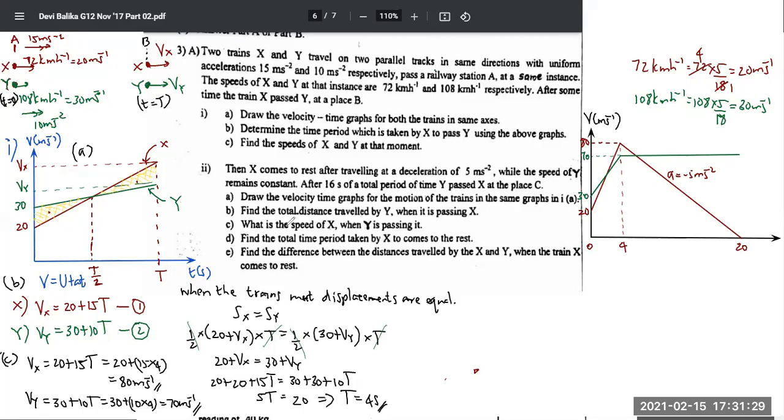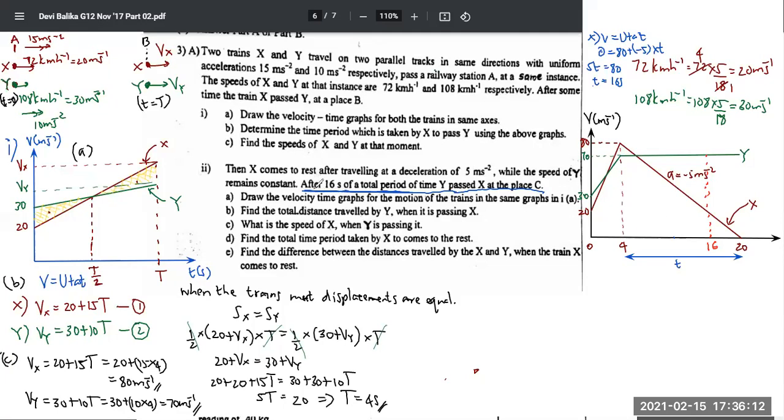Now they are asking us to draw the graph on the previous diagram itself. Therefore, you should have left some space in the previous diagram on the right. So this is how it works. Hope you can understand this graph. Let's draw the velocity-time graphs for the motion of the trains in the same graph in 1A. That is what we have done here. This graph should actually look like this by the end of the question.